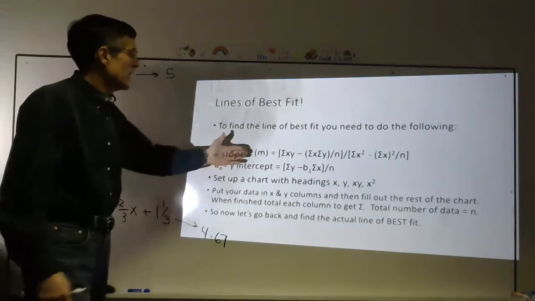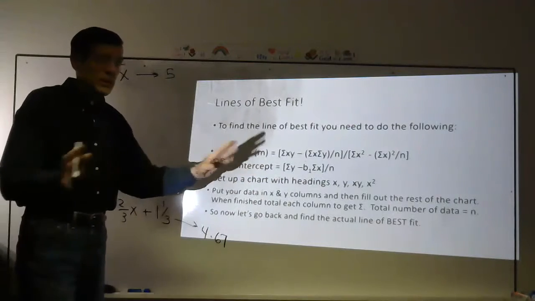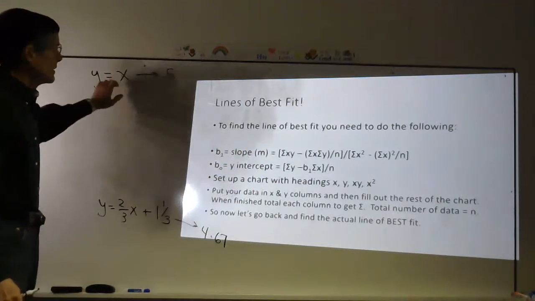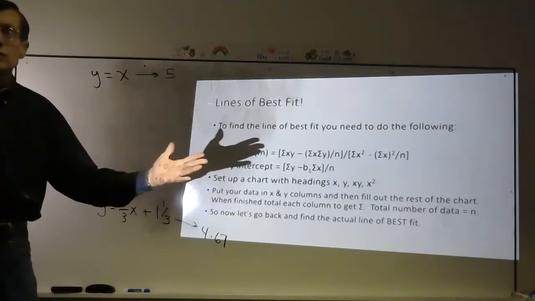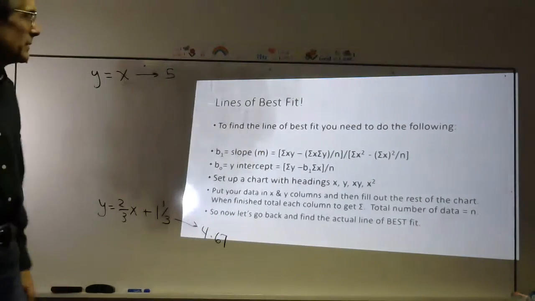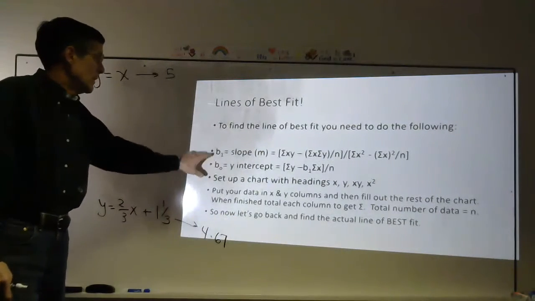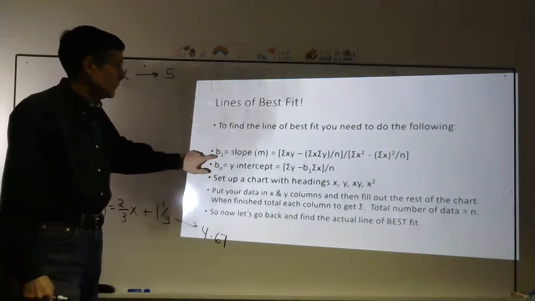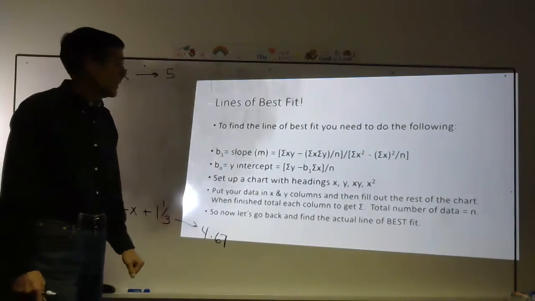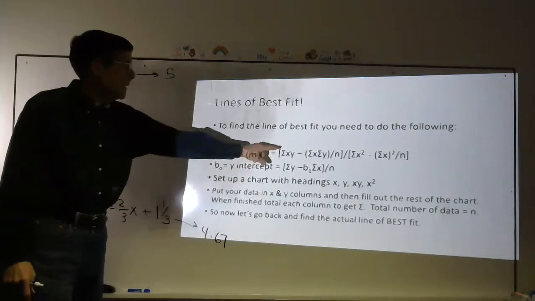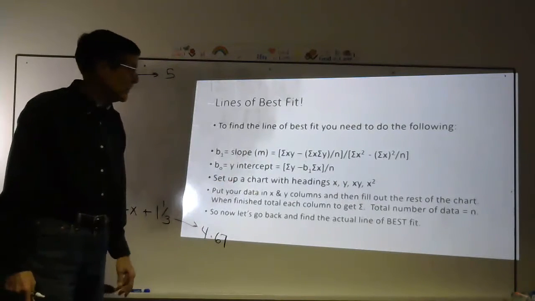You will not have to know these formulas. They'll be on the test. Even when we did this first one, the line of better fit, I will give you the column headings. You just need to know how to do it, okay? So here are the formulas to get the slope. Remember, the author calls B1 the slope, and B0 is the y-intercept, okay? Here are the formulas, the way you get it.